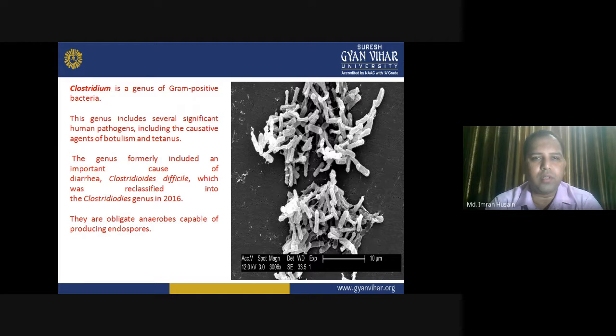So, Clostridium is a genus of gram-positive bacteria. This genus includes several significant human pathogens, including the causative agent of botulism and tetanus. The genus formerly included an important cause of diarrhea, Clostridioides difficile, which was reclassified into the Clostridioides genus in 2016. They are obligate anaerobes that are capable of producing endospores.